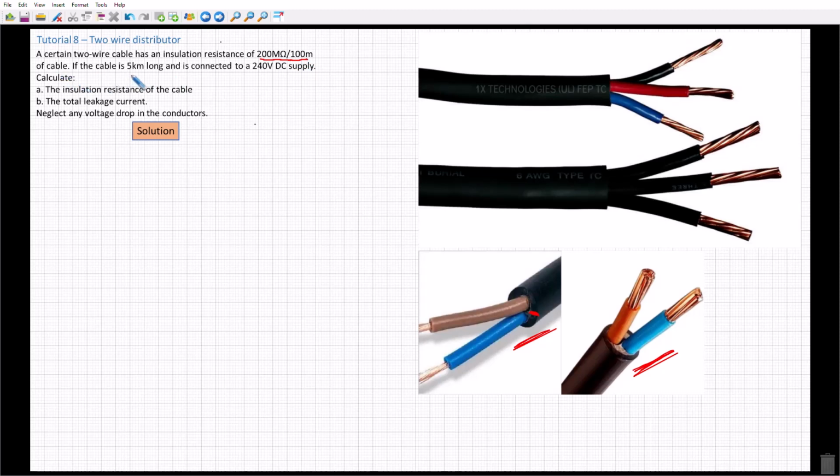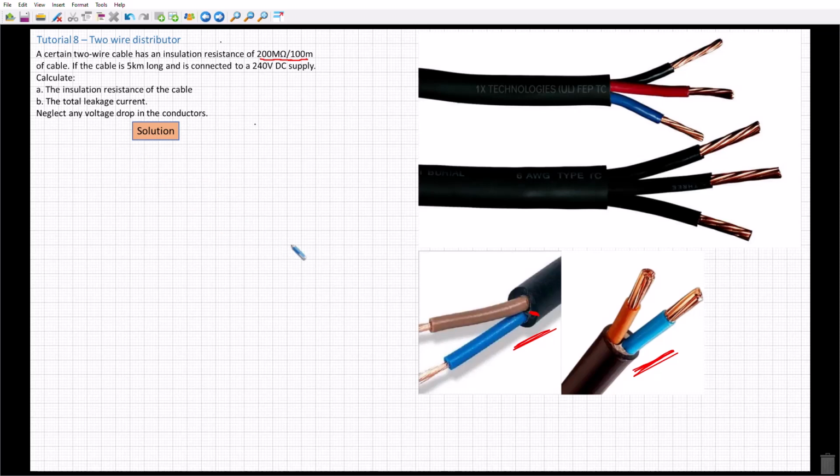If the cable is 5 km long and is connected to a 240 volt DC supply, we need to calculate the insulation resistance of this cable. So how much insulation are we getting from this cable? Assuming we're putting 240 volts here, how much current can leak out of this cable? That tells us how good our insulation is. That is why the second question is to calculate the total leakage current.